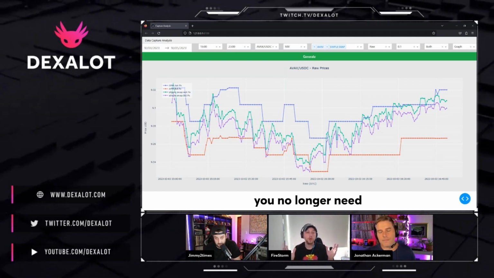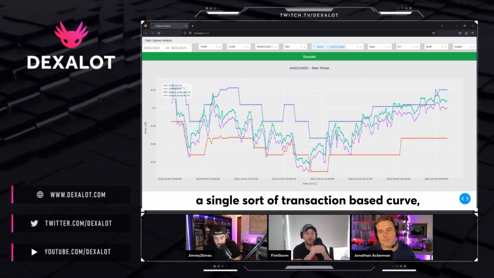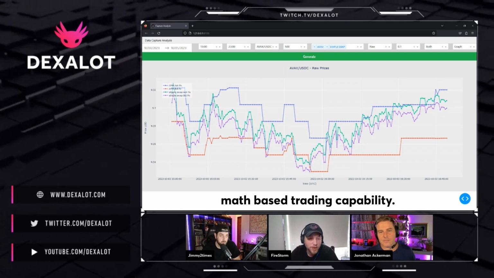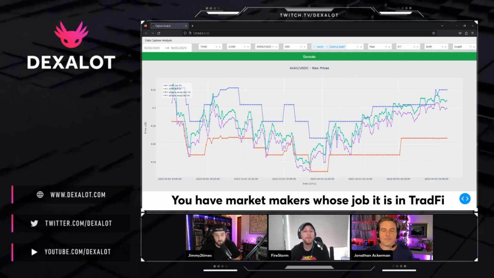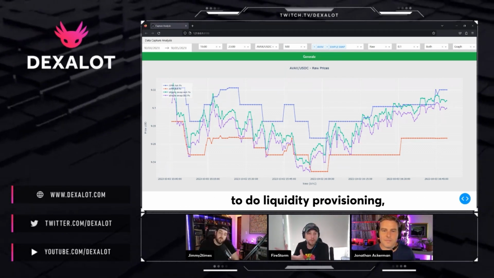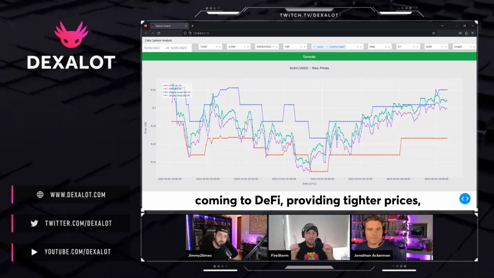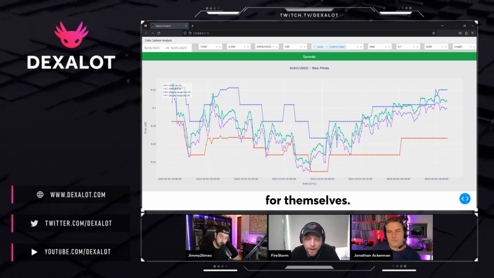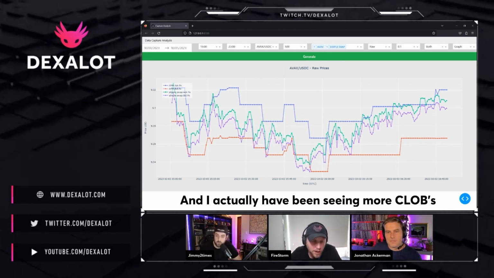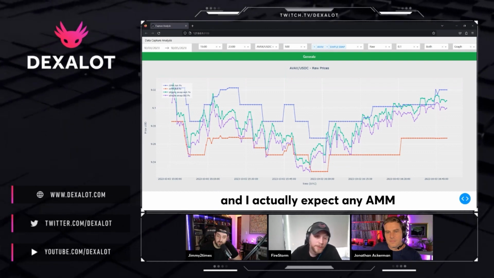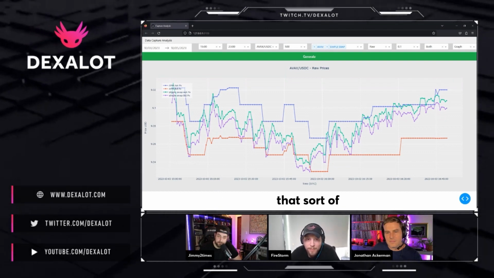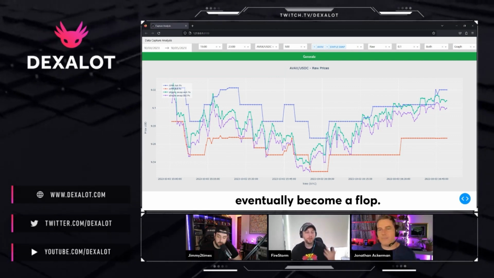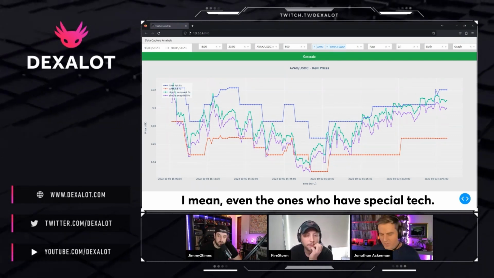You no longer need a single transaction-based, curve, math-based trading capability. You have market makers whose job it is in TradFi to do liquidity provisioning, coming to DeFi, providing tighter prices, providing better hedging under their covers for themselves. And I actually have been seeing more CLOBs popping up in other blockchains. I actually expect any AMM that doesn't have really special tech to eventually become a CLOB. Even the ones who have special tech.